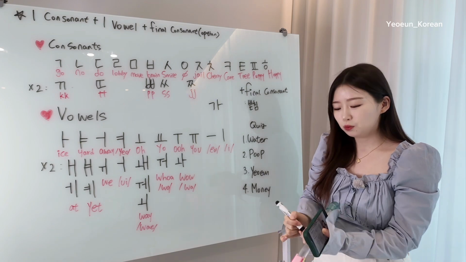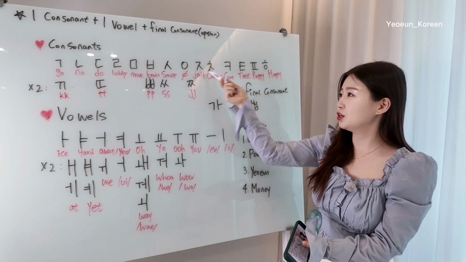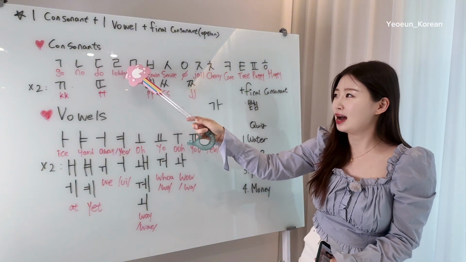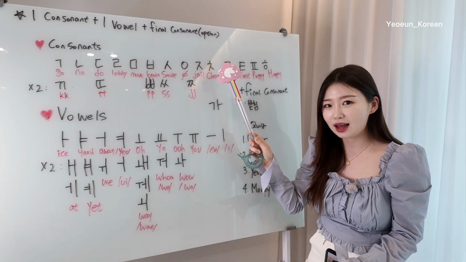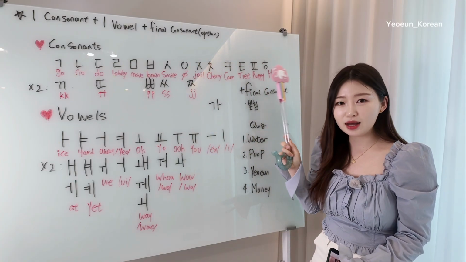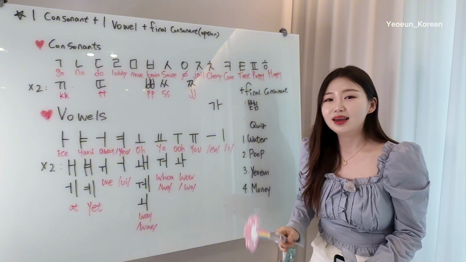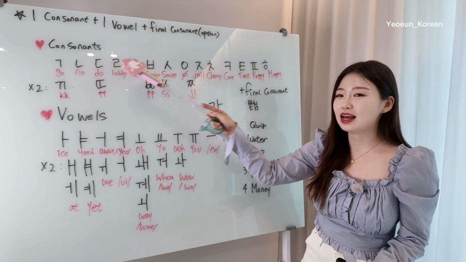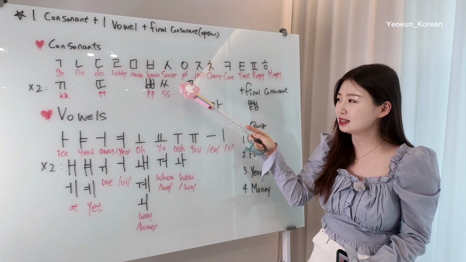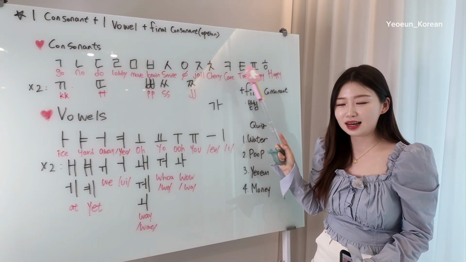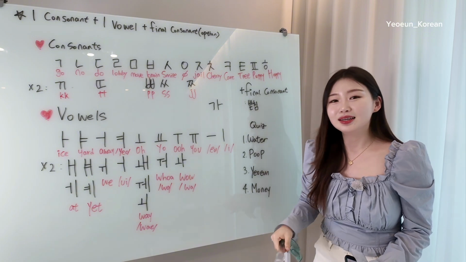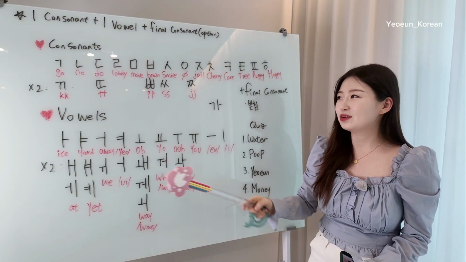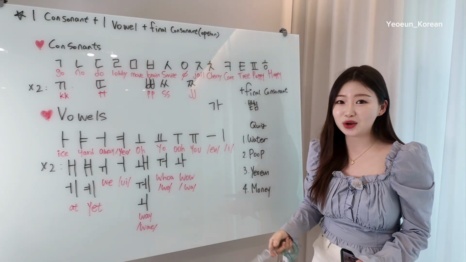And just like this, we'll do the same thing for the other consonants. So it will be like ga, na, da, ra, ma, ba, sa, a, ja, cha, ka, ta, pa, ha. And of course, we have a song for this. Alright. Ga na da ra ma ba sa, a ja cha ka ta pa ha. In this way, you don't have to memorize the whole thing one by one, right? So just try like that with the song.